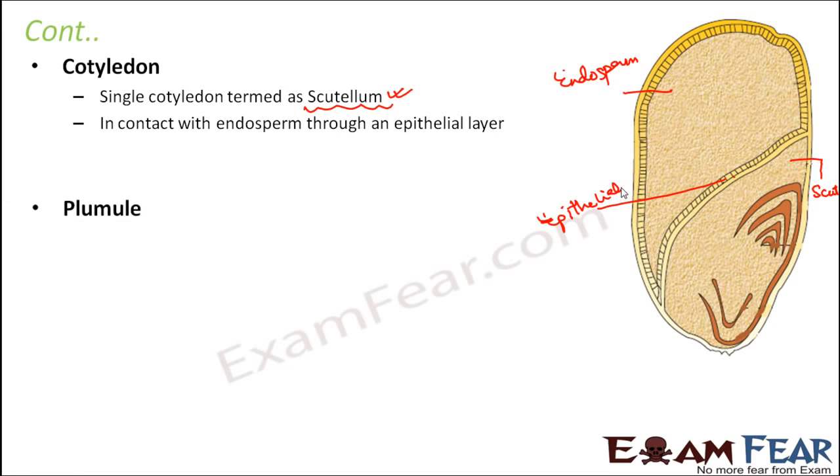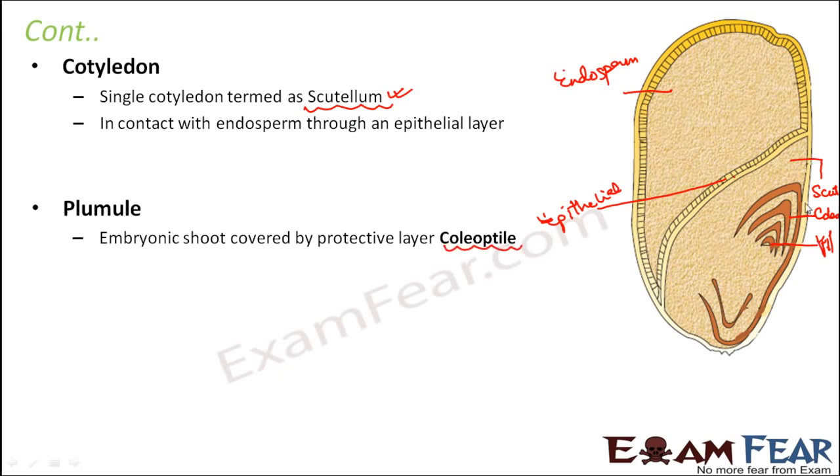Now this entire portion is basically the embryo. In the embryo you have the cotyledon, and you will have the plumule. Where do we have the plumule? This portion is the plumule, that is the embryonic shoot. It is covered by a protective layer called coleoptile. If you see, this is the plumule, and the plumule is covered by some layer of tissue. This layer of tissue is known as coleoptile. I'm not writing the names completely because there is no space here.